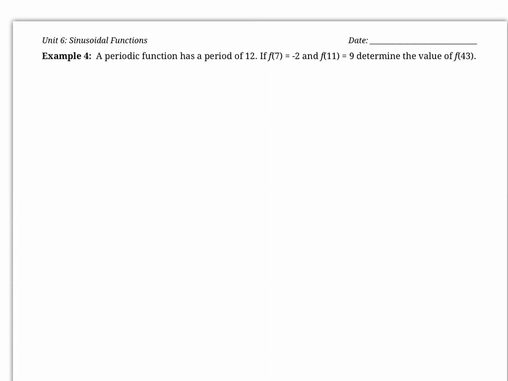So I'm going to make a quick t-table, and let's fill in the information that we know. We don't know what we're measuring, so we'll just use x and y. We're given the fact that f at 7 is -2. So when x is 7, y is -2. So we're given 1 point. And we're given f at 11 is equal to 9. So when x is 11, y must be 9.